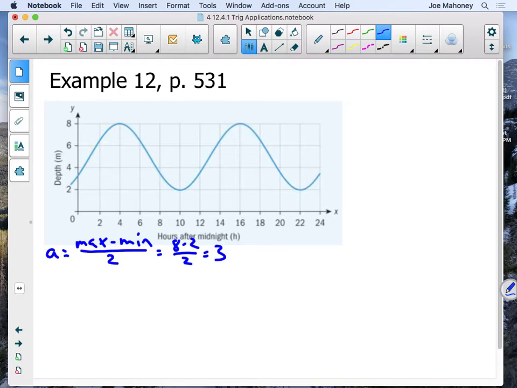Let's find the period of the function. In order to do the period, we want to figure out how long it takes to do one cycle. So I'm going to see if I can find one cycle on here. And what I like to do is look at it from a maximum to another maximum. So that distance, we go from 16 to 4. So the period is 12 hours, which means that the b value of our function is going to be 2 pi divided by 12, which is pi over 6.